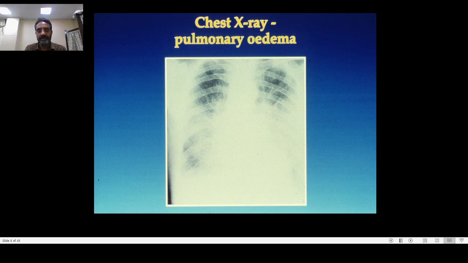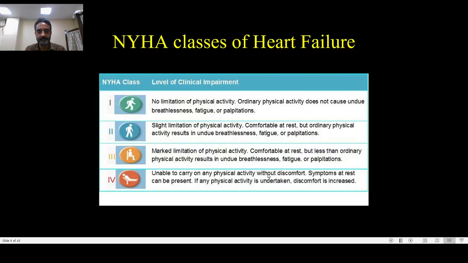Chest X-ray. So you can see this chest X-ray from a patient, and you can see the congested chest. Hazy lung fields are seen, especially on the lower lobes. And if the heart can be visualized, you can see that the heart size is also increased. So this was regarding the diagnosis of heart failure and various investigations to establish the diagnosis.